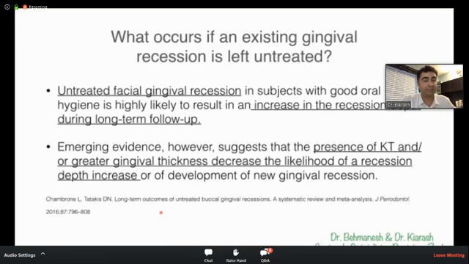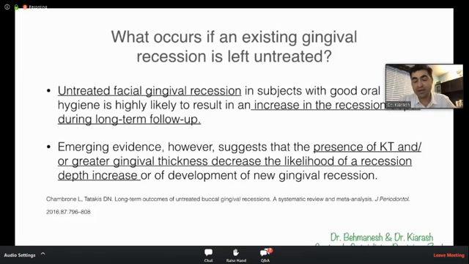So knowing that and keeping that in mind, we need to monitor these patients more closely to know when's the best time to treat them if the patient's not ready to go right ahead for treatment. We need to also remember that the presence of keratinized tissue and greater gingival thickness decreases the chance of these recessions.